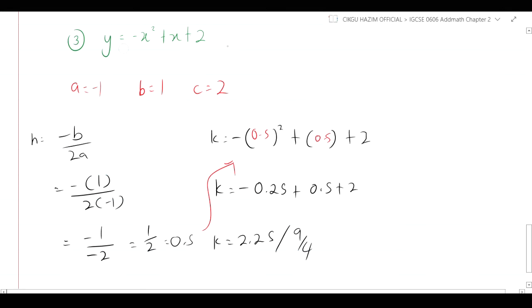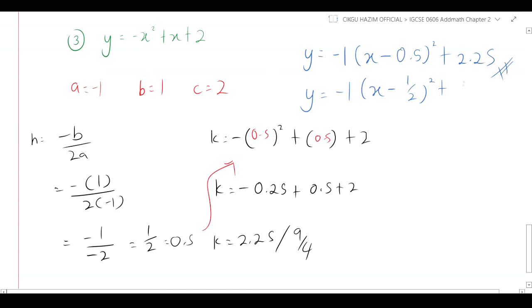So if you want to put it in vertex form, it's going to be y equals, oh sorry, in the vertex form a equals negative 1. So negative 1 bracket x minus, and what is the x coordinate here? The x coordinate here is 0.5. So 0.5 squared plus, what is the y coordinate? The y coordinate of the turning point is 2.25. Or if you want to put it in fraction, y equals negative 1 bracket x minus 1 over 2 squared plus 9 over 4. It's still the same thing, and it still gives you the same meaning.